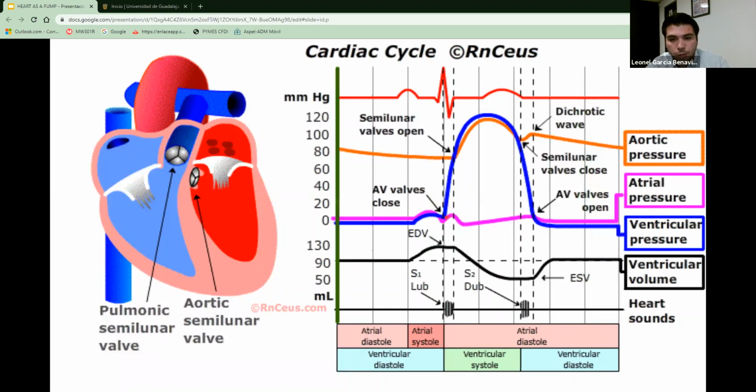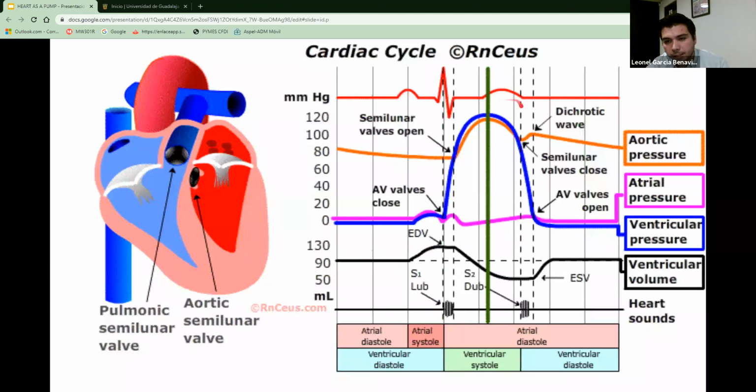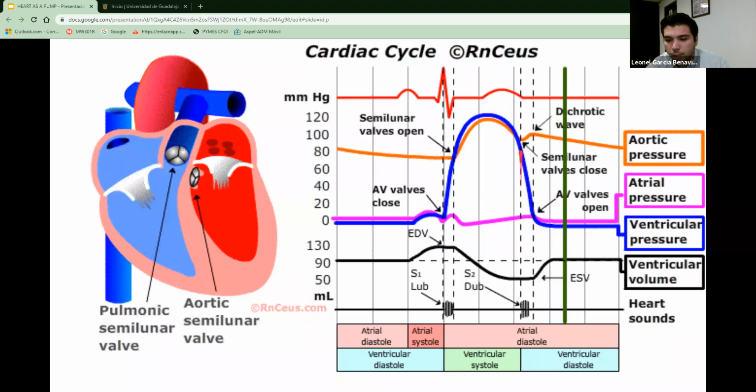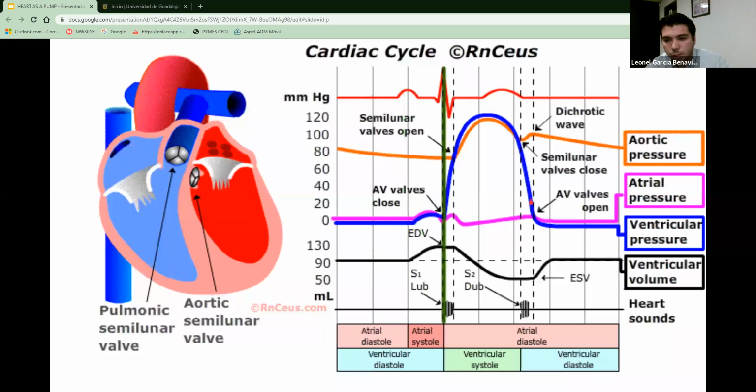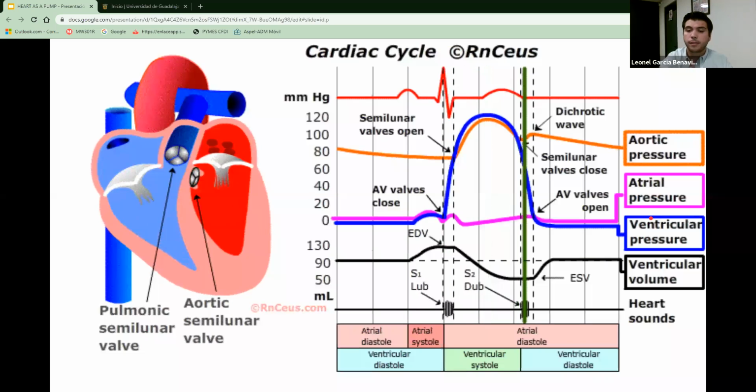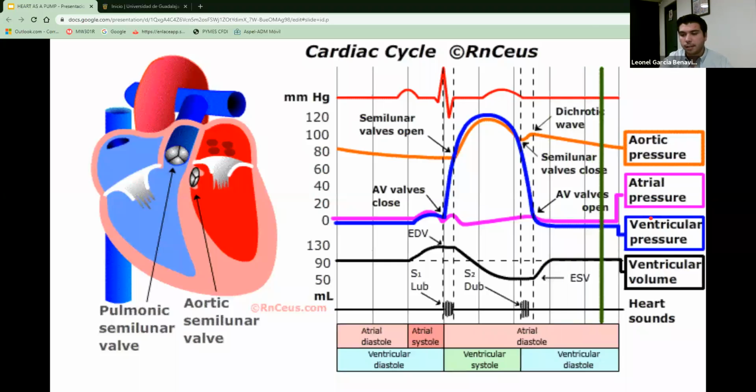Pressures in the ventricles are going to go up. The semilunar valves are going to open. Then they're going to close when the isovolumetric relaxation starts to occur and the spike starts to go down. This cycle is going to repeat itself again and again and again.